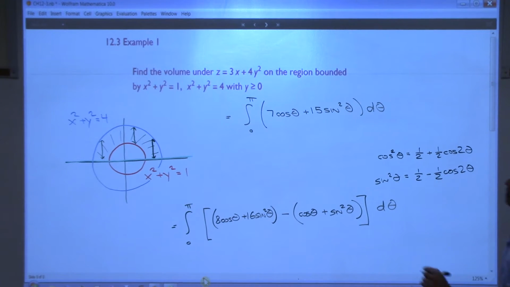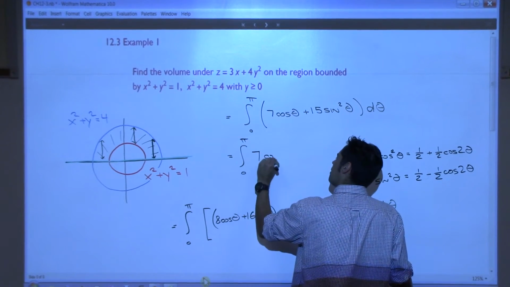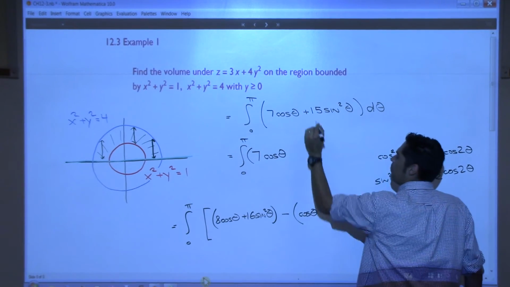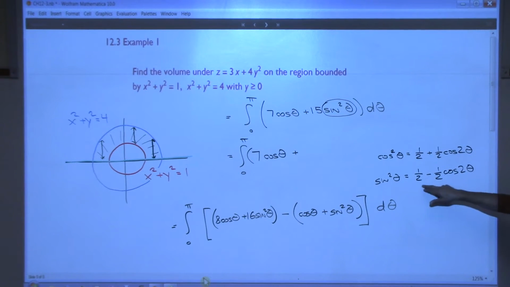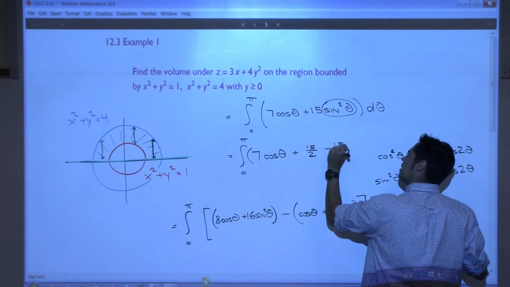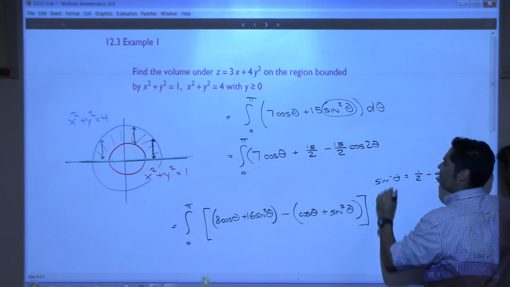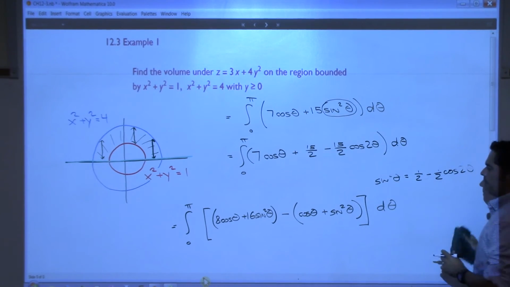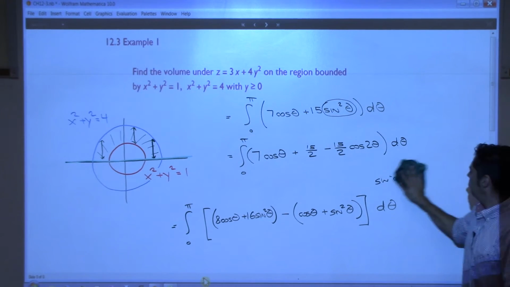All right, so before I do the integration on this one, I'm just going to rewrite the whole integral. I have 7 cosine theta, and then plus 15 times this. So distribute a 15 through here and here because it's 2 terms. So I should get 15 halves minus 15 halves cosine 2 theta d theta. Now each one of those should be pretty clean. No questions?